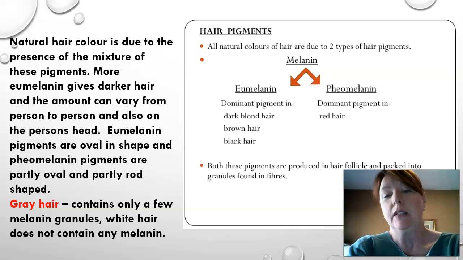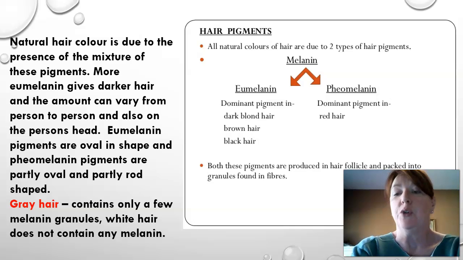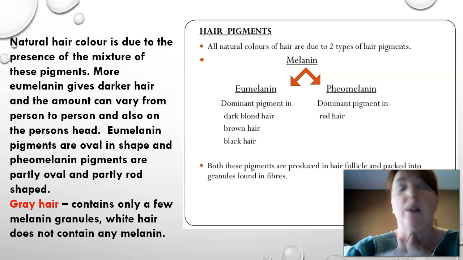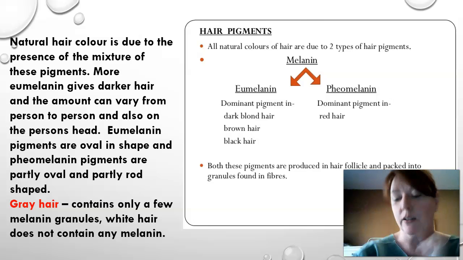So hair pigments: all natural colors of hair are due to two types of hair pigments in the melanin. Eumelanin is the dominant pigment in dark blonde, brown, and black hair, and pheomelanin is dominant in red hair. Both these pigments are produced in the hair follicle and packed into the granules found in the fibers of the hair, which would be the cortex layer, which is the inner layer.